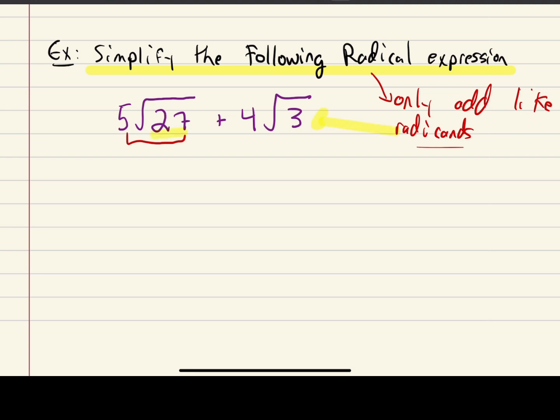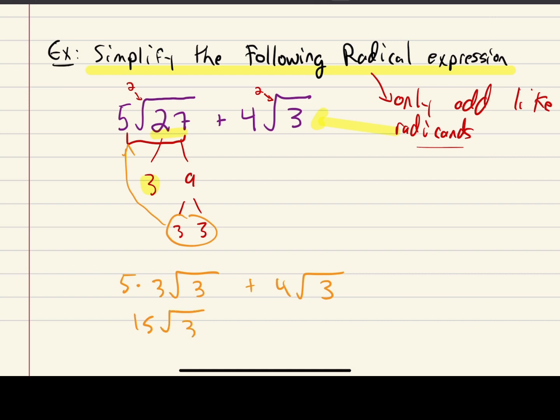Okay, so that being said, I'm going to see if I can simplify this here. That can break down into 3 times 9, and then that can be 3 times 3. And since, remember, there's the invisible 2 over here, we're looking for groups of 2 since it's a square. So we can pull out 1 three, and that's going to give us this 5 times 3, and then what remains is this 3 over here. So 5 times 3, and then root 3 plus 4 root 3. Then that'll give us 15 root 3 plus 4 root 3.